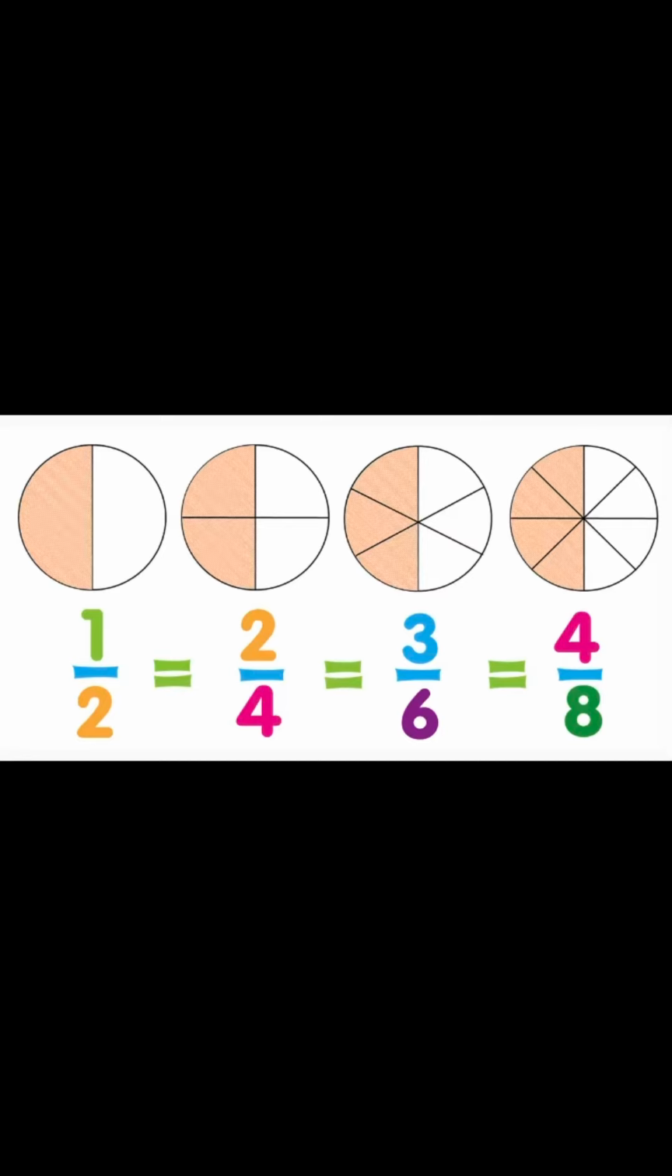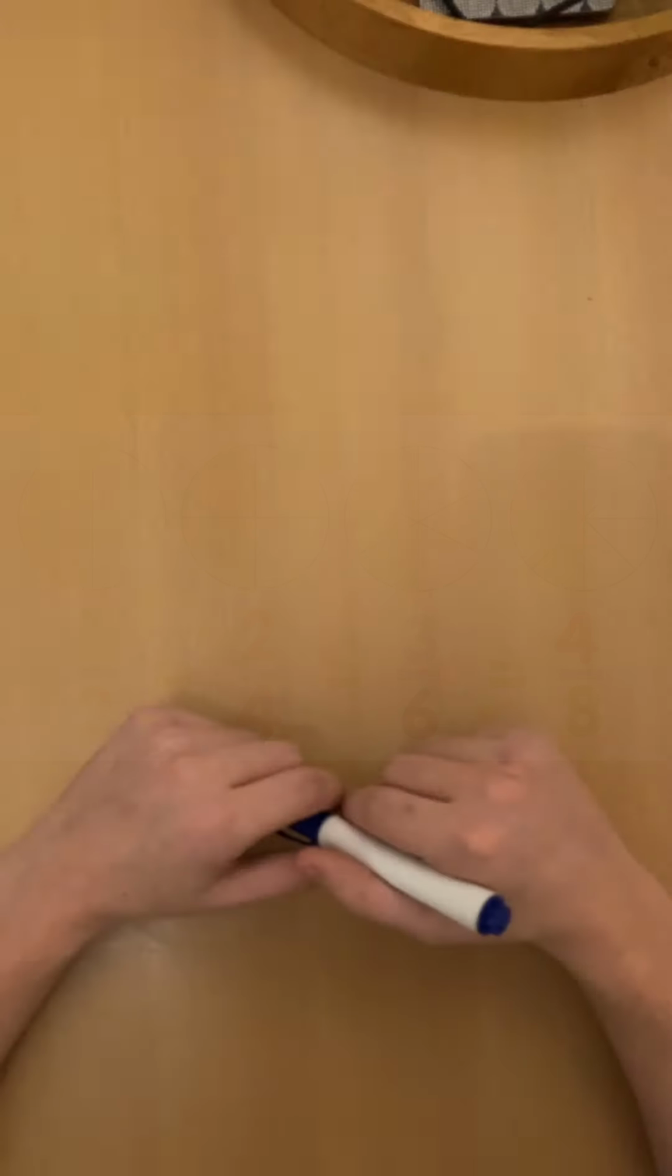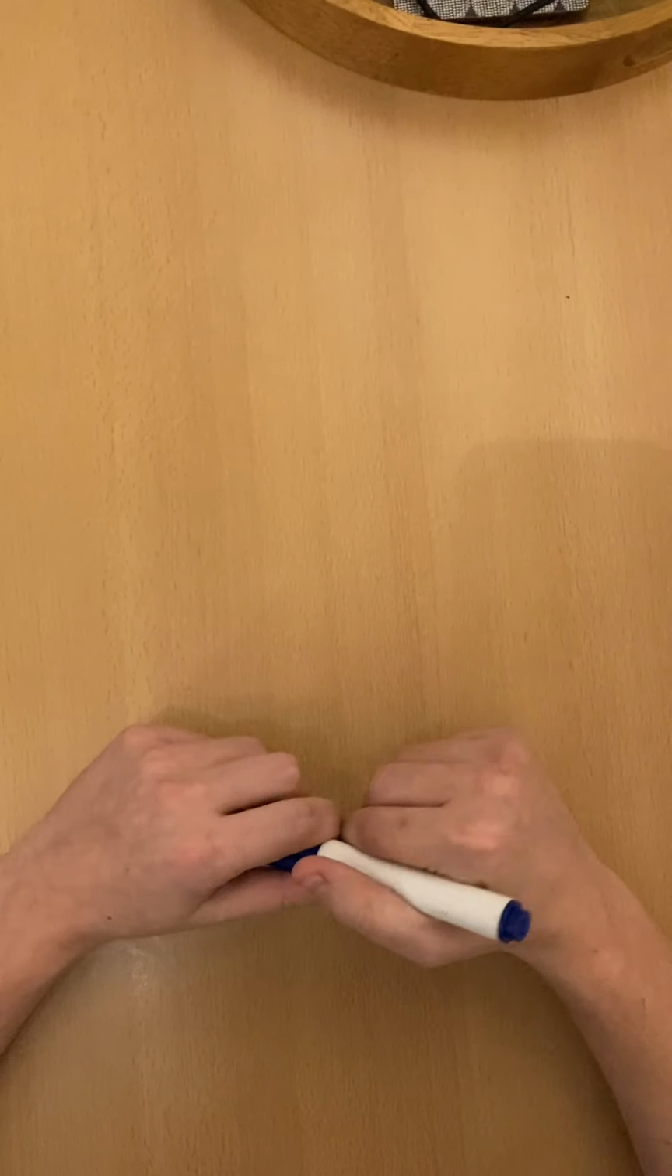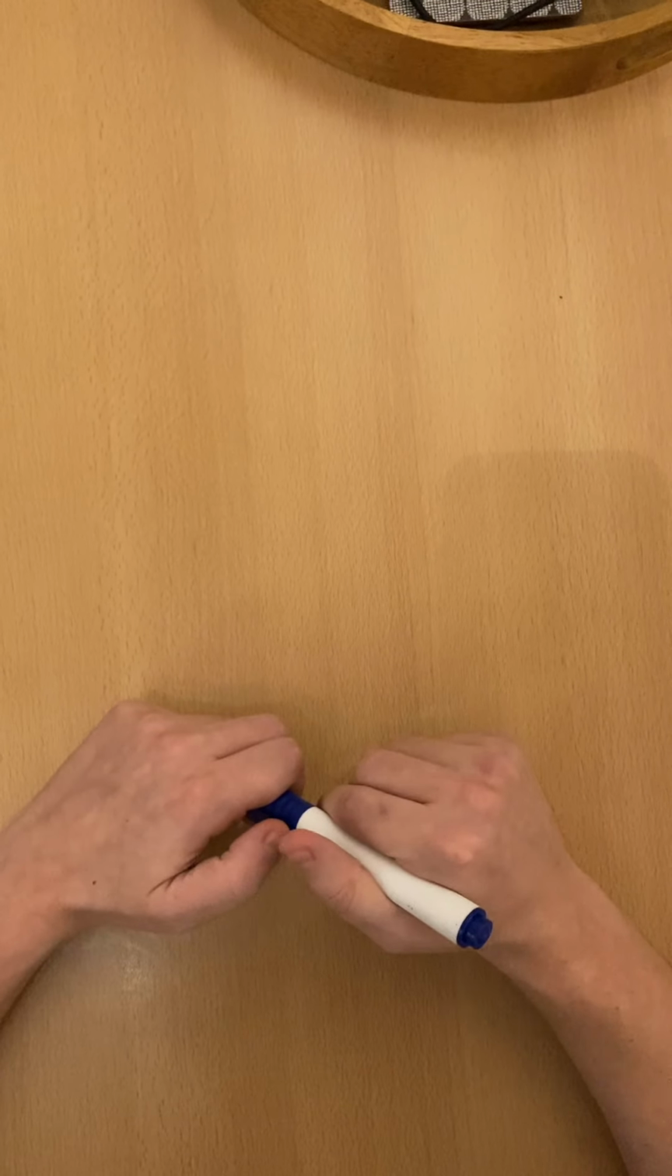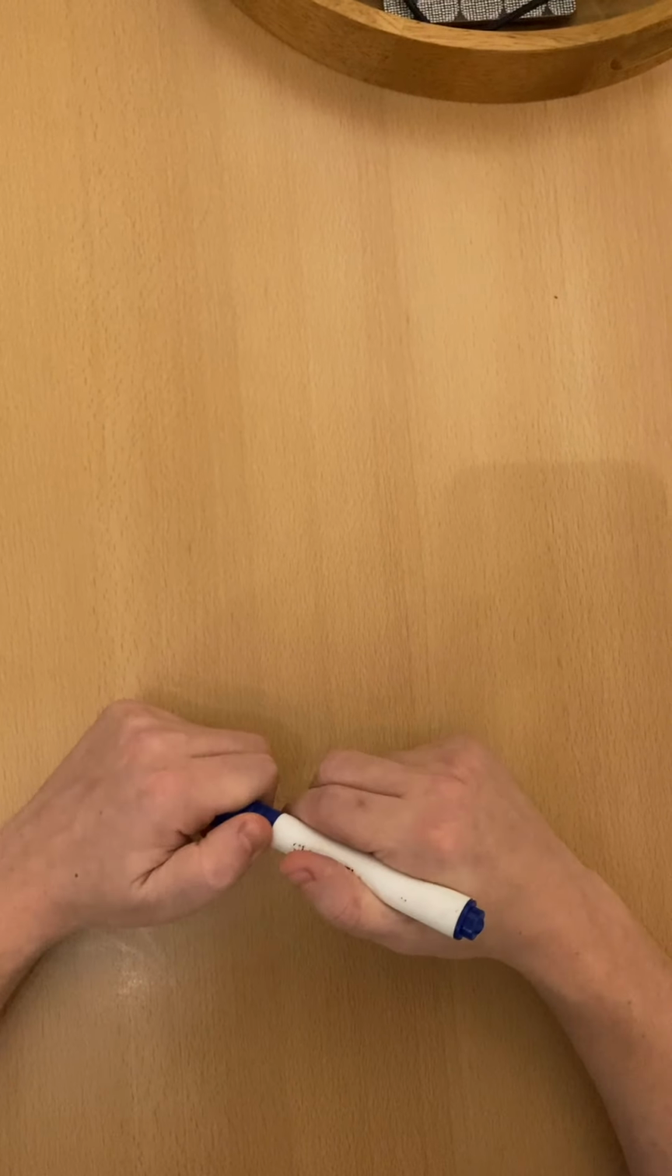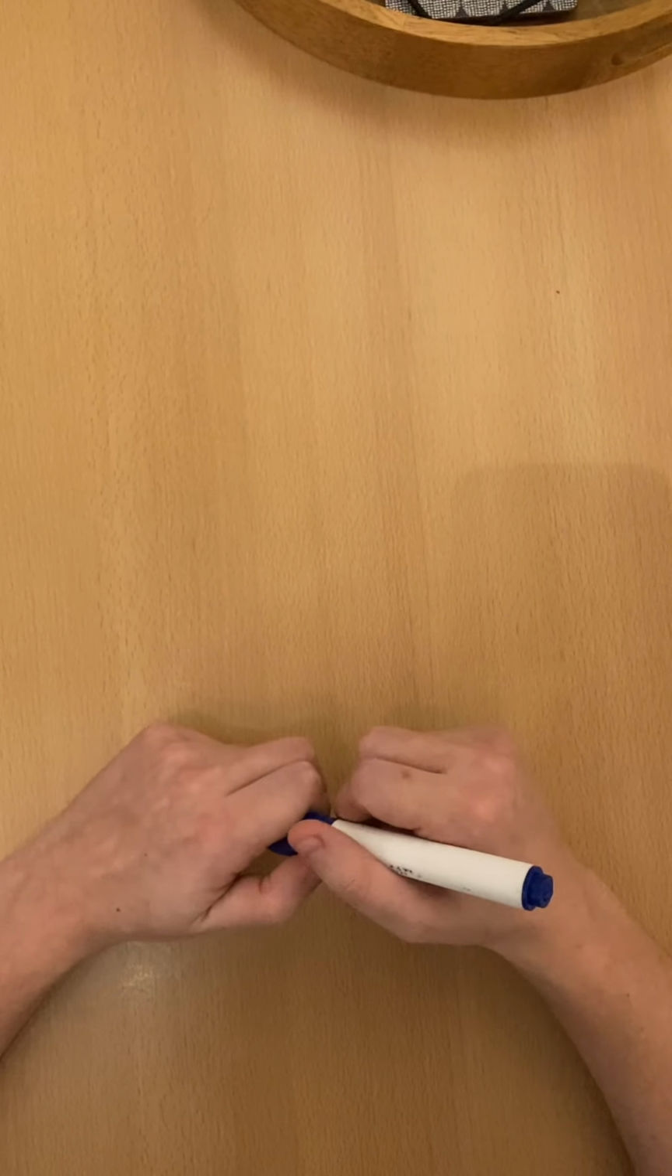Now you might have noticed a pattern. The pattern is that the numerator, the number on the top, is always half the amount of the denominator, the number on the bottom. That is the case for when you are finding equivalent fractions of a half. Right, now that I've shown you an example of equivalent fractions, I'm going to show you a method to work out equivalent fractions without having to use a diagram every time.